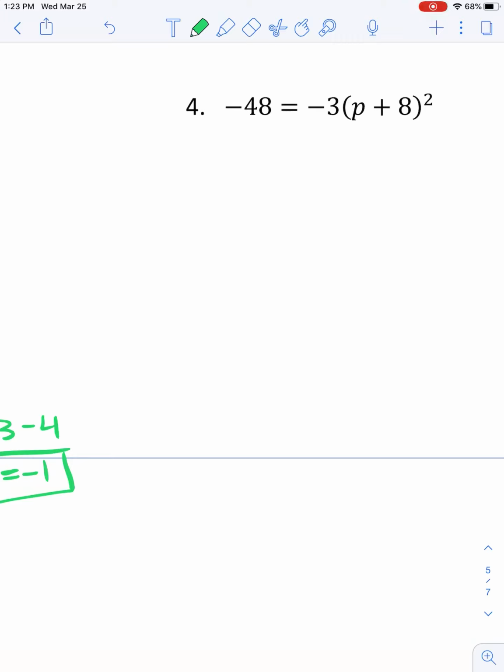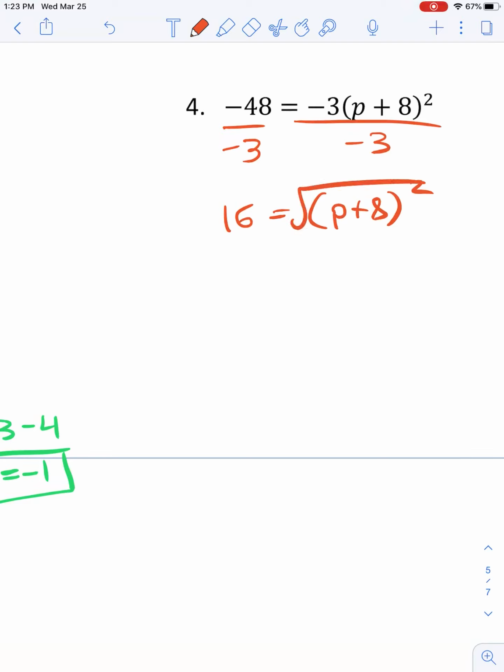So now, taking a look at this next problem, what we're going to do is get this p plus 8 squared alone. So first I need to divide by negative 3. Got to do that to both sides. So we're going to get 16 equals p plus 8 squared. And then we're going to square root both sides, which is going to make a plus or minus 4 equals p plus 8.